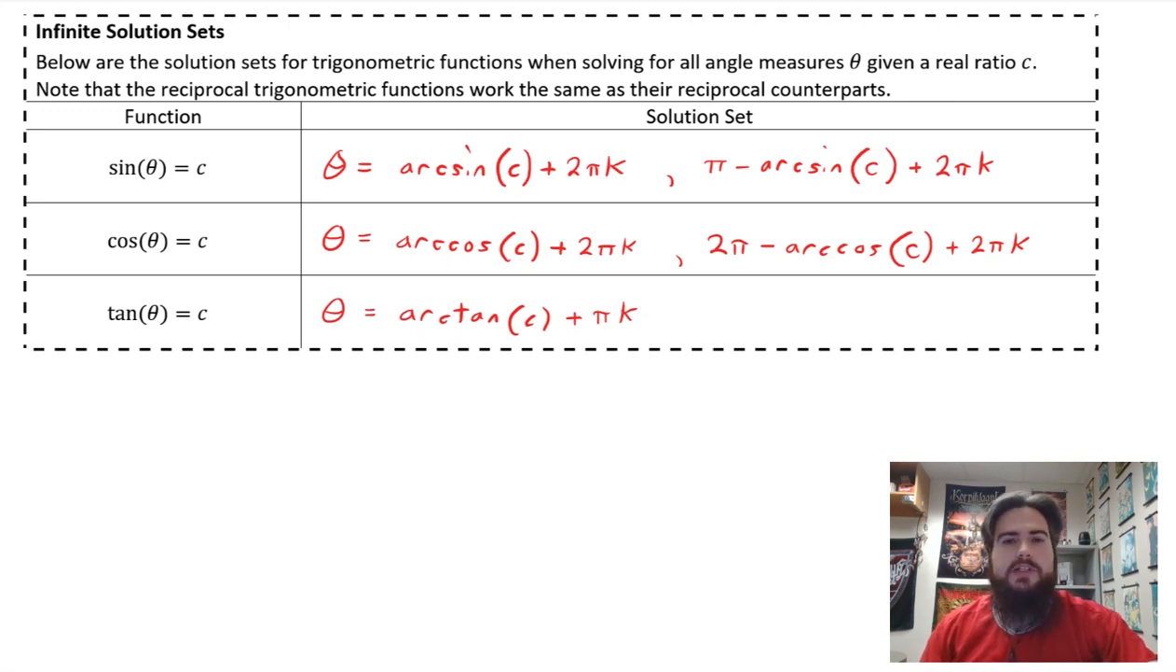These infinite solution sets, as said before, will also apply to the reciprocal trigonometric functions. So for example, if you want to work with cosecant of theta equals a ratio of c, the infinite solution sets would be arccosecant of c plus 2 pi k, as well as pi minus arccosecant of c plus 2 pi k. However, it tends to be recommended when working with cosecant, secant, or cotangent to carefully change them into sine, cosine, and tangent instead.